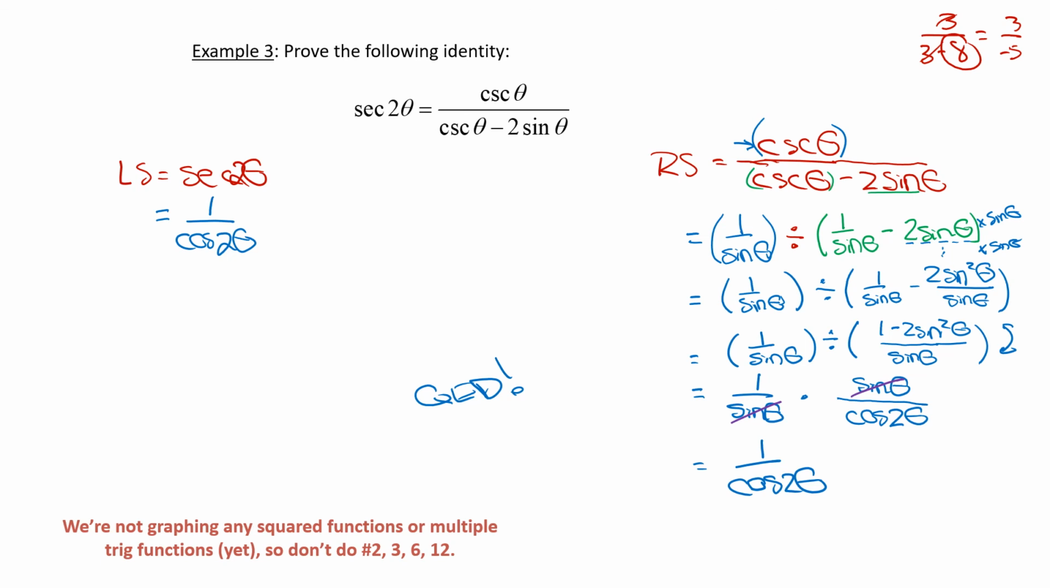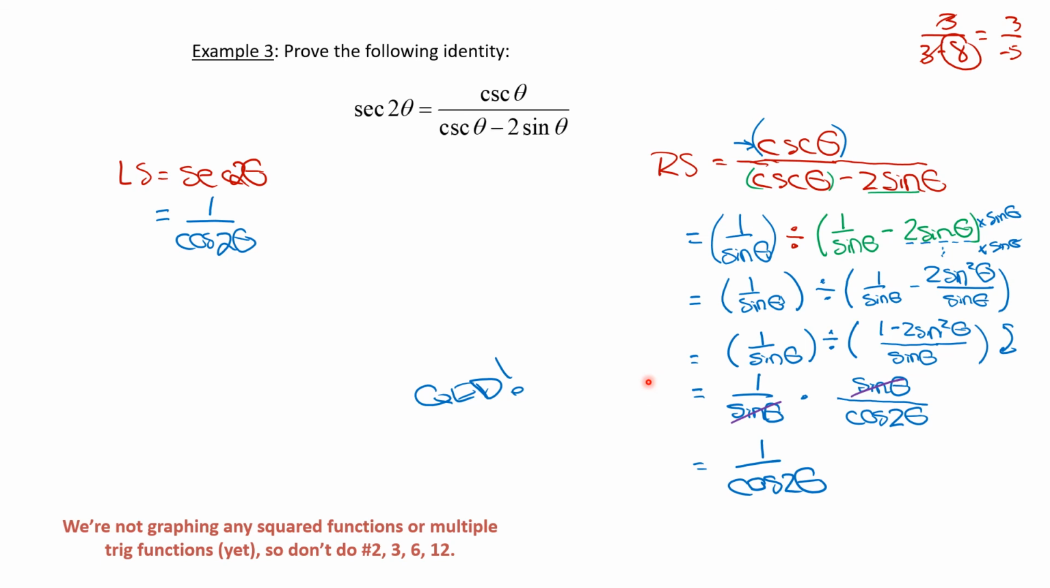These questions require a lot of practice because you have to get used to subbing in those formulas and swapping things in and out until you can get your left side to equal your right side. So it requires a lot of practice and a lot of familiarity with your identities that you already have. We're not graphing any squared functions yet, and there's a few in your homework that do have squared functions, so you don't need to do those right now. We'll do them later. You can skip those questions for now.